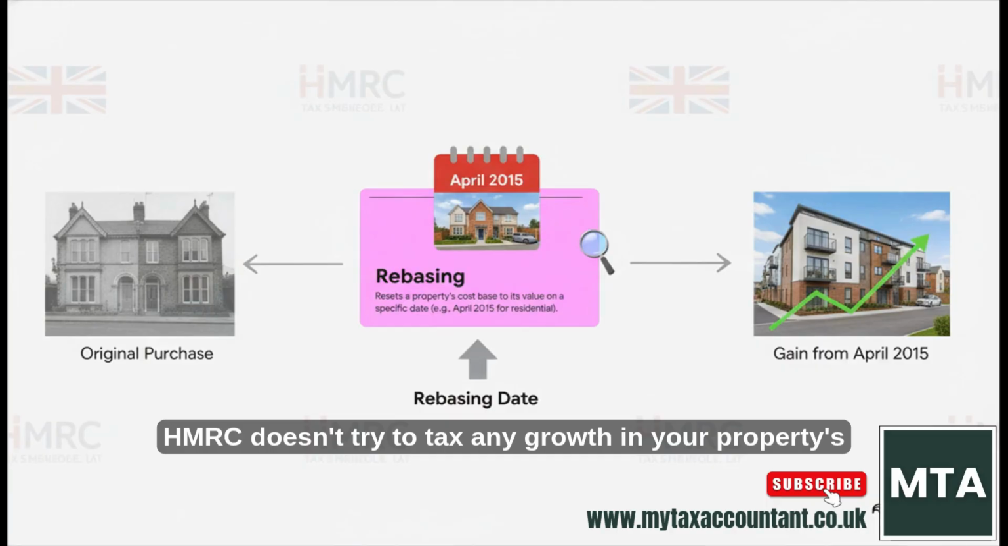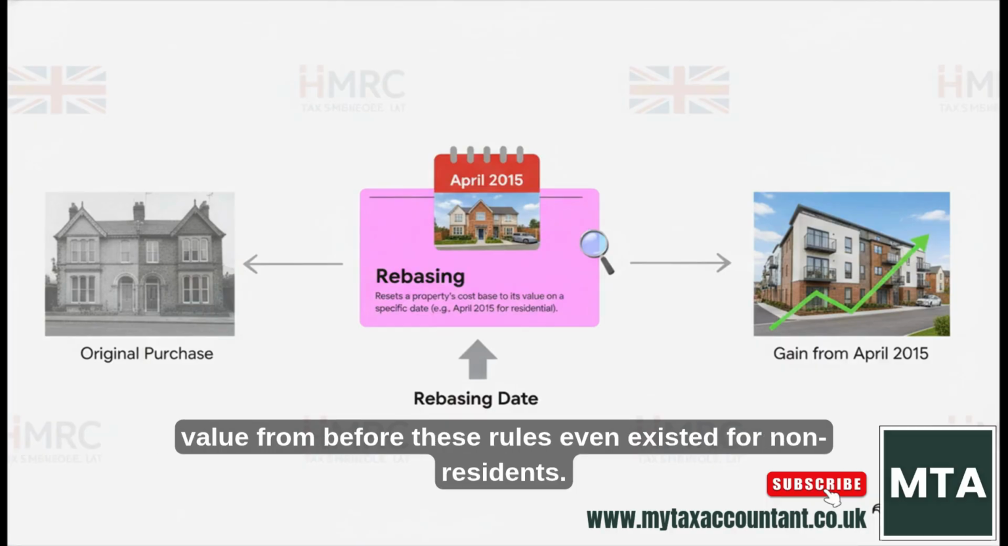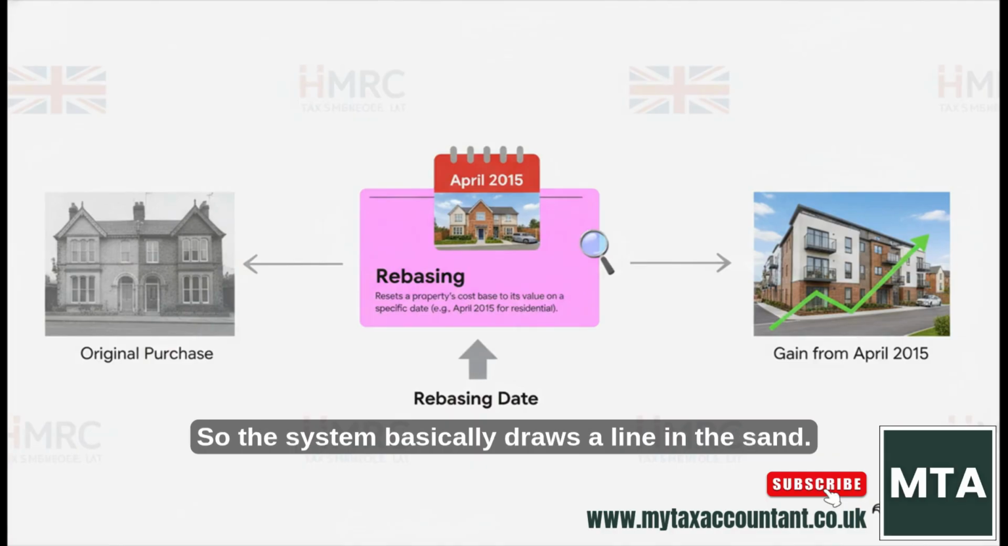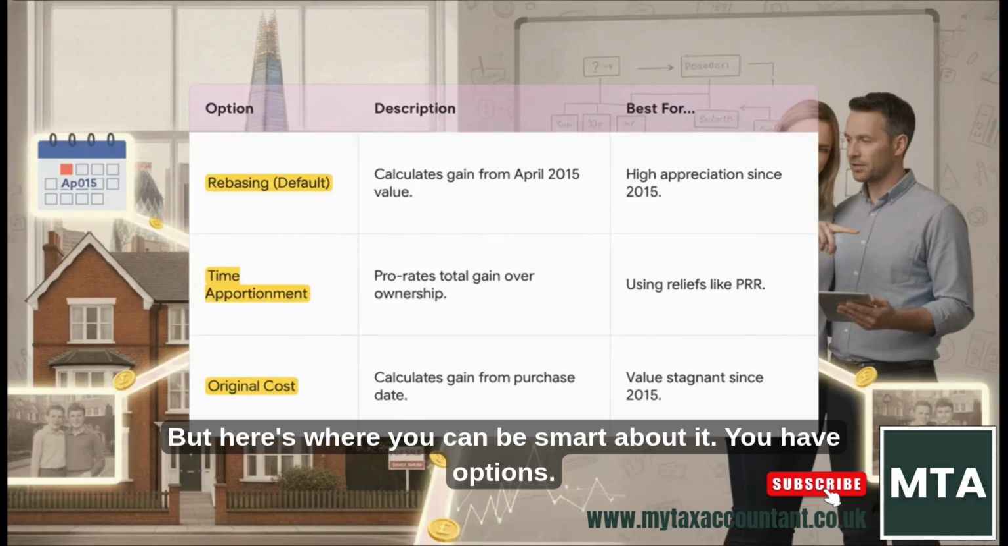HMRC doesn't try to tax any growth in your property's value from before these rules even existed for non-residents. So the system basically draws a line in the sand. For a flat like Alex's, you only look at the gain from what it was worth back in April 2015, not from the day he first bought it. But here's where you can be smart about it.